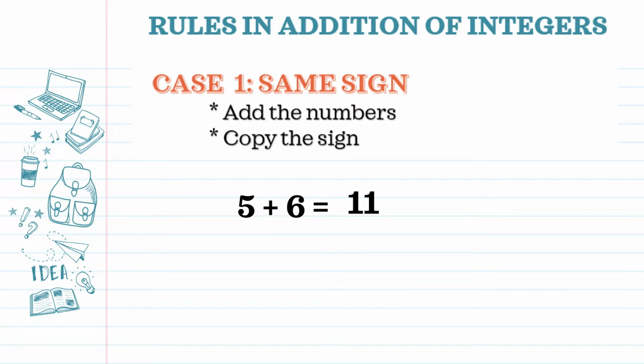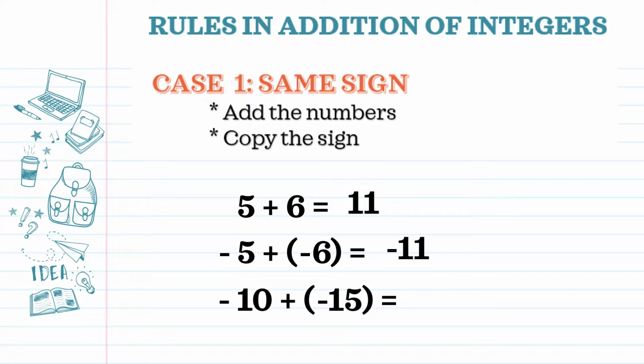Example number 2. Negative 5 added by negative 6. First step, add the numbers first. That will be 5 plus 6. That will give us an answer of 11. And then copy the sign of both integers, which is negative, so your answer will now be negative 11.